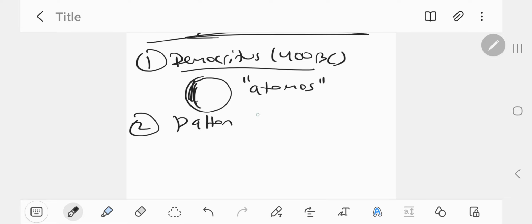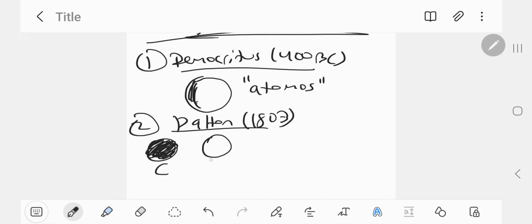Everything was made of these spheres if you were to zoom into it. Then Dalton came along in 1803. He was an English chemist. He proposed the same idea, but proposed that different elements have different types of atoms. So carbon was like this, carbon was black, oxygen was an empty white sphere, hydrogen with a dot in the center, and so on and so forth. But he had the same idea as Democritus, just took it a step further and said that different elements are made of different types of atoms. They look different.